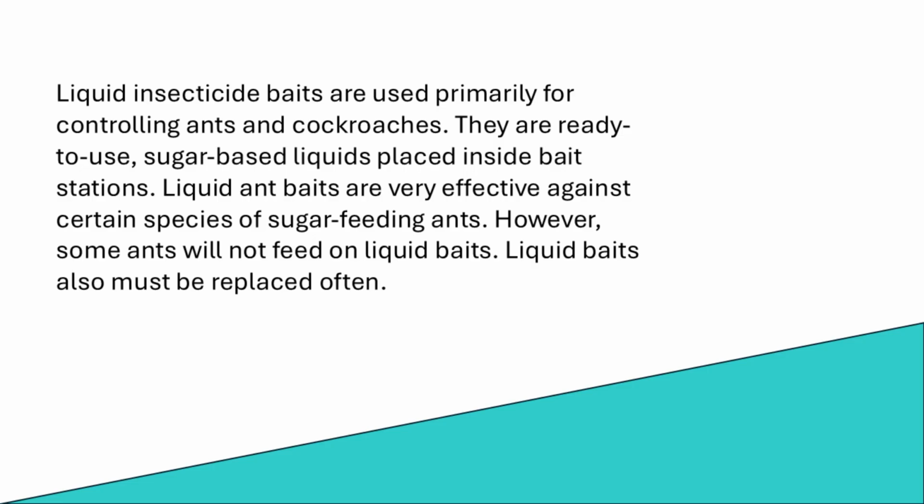Liquid insecticide baits are used primarily for controlling ants and cockroaches. They are ready-to-use, sugar-based liquids placed inside bait stations. Liquid ant baits are very effective against certain species of sugar-feeding ants. However, some ants will not feed on liquid baits. Liquid baits also must be replaced often.